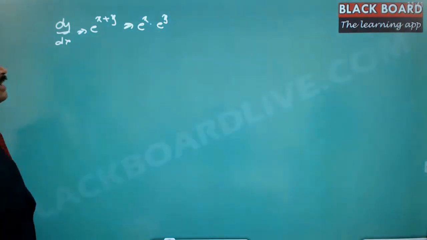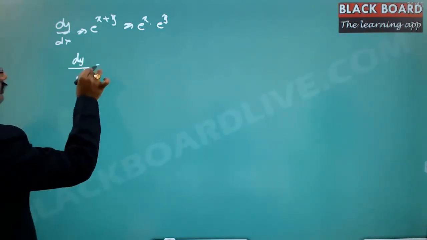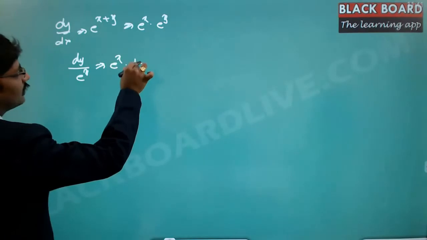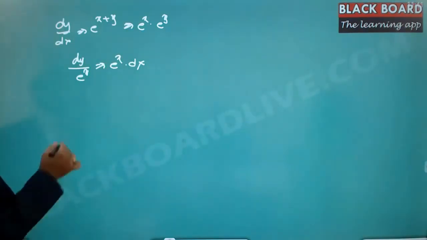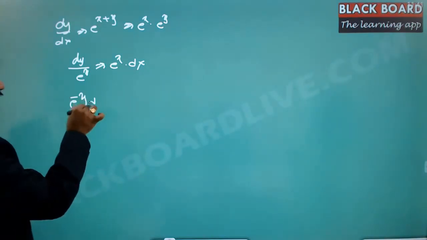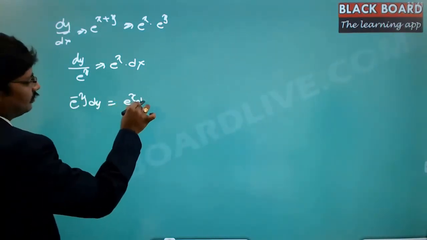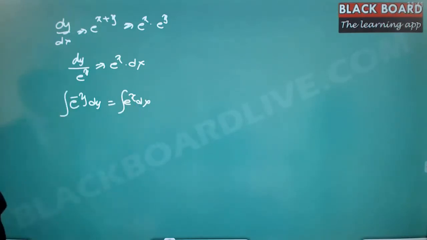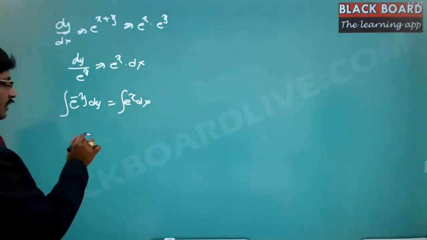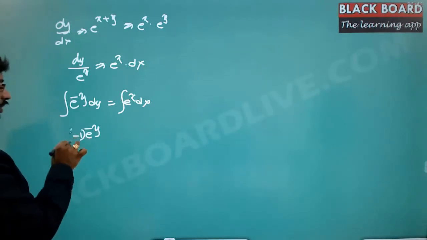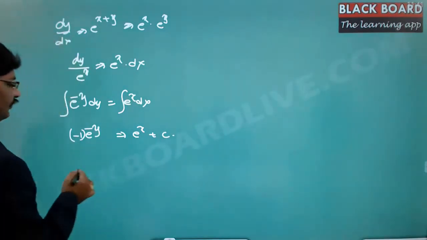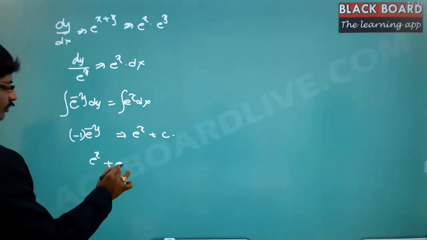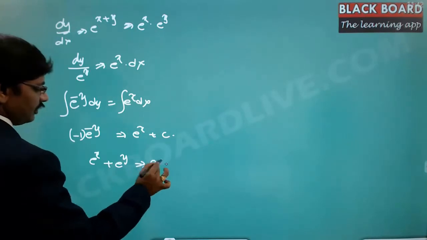Now if I write in this manner, then dy by e power y is equal to e power x into dx. So I can bring dx to this place, and e power y to this place. The equation is e power minus y into dy is equal to e power x into dx. Now you can integrate on either side. The integration of e power minus y is minus e power minus y, equal to e power x plus some arbitrary constant.